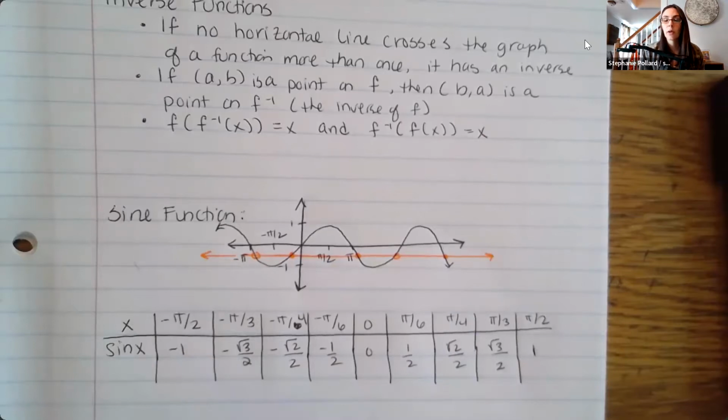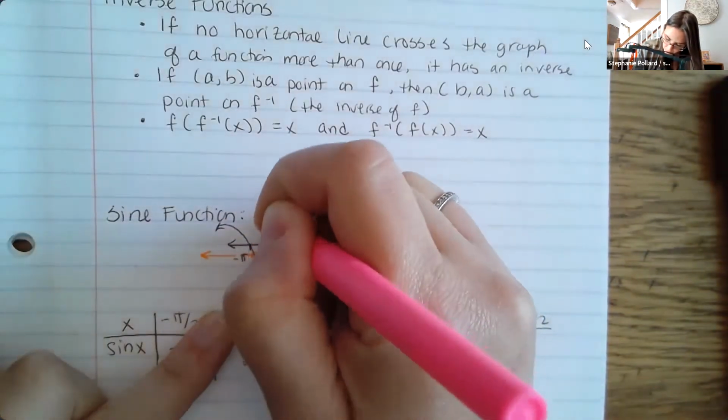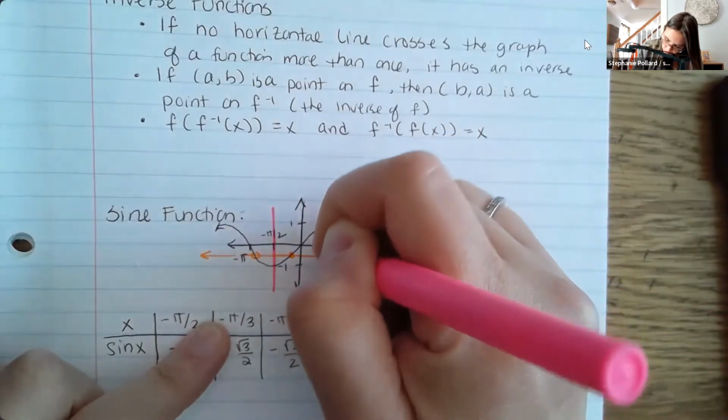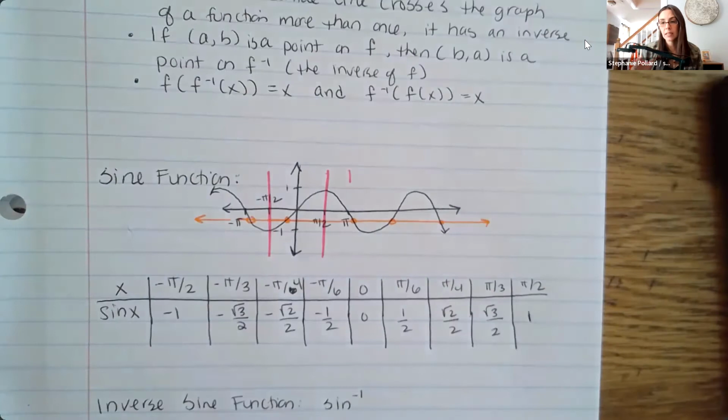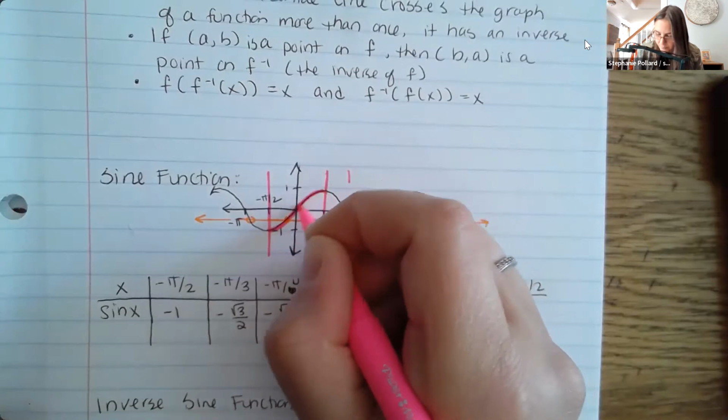But what we can do is restrict the domain of a function. We don't use the whole graph, we use just part of it where it would pass the horizontal line test. Because it's periodic, you can do this in many different places. I'm going to be consistent with our textbook here, and what they recommend is that we restrict it from x equals negative pi over 2 to positive pi over 2. So we're only going to consider this part of the sine function right here.